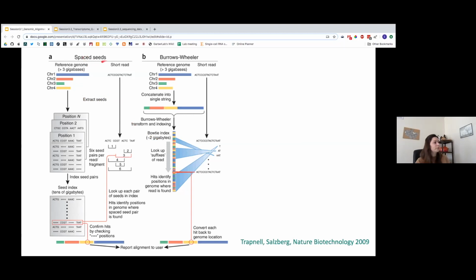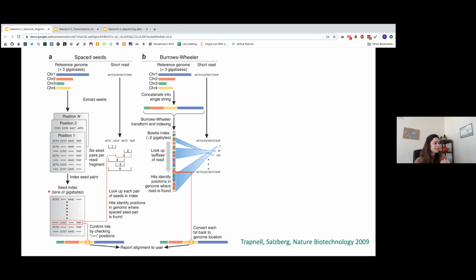So for example, we have this strategy called space seeds, where there are 4-letter words that are masked, and then masked 4 letters, and then again a 4-letter word, and all of this is stored in an index. And you first try to match the words that are not masked, and then later on, in a second step, you match the words that are masked.